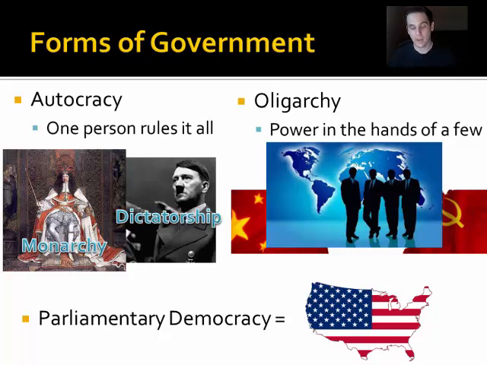And finally, there's parliamentary democracy. Here we have a lot of people in power, and they're accountable to the people because the people vote for them, and those people make decisions until we vote them out and replace them. That's parliamentary democracy. That's what we have in America, and we've talked about for the previous 4 units.